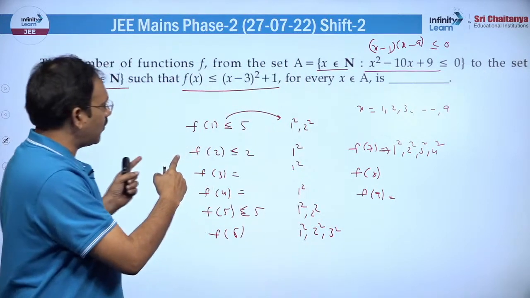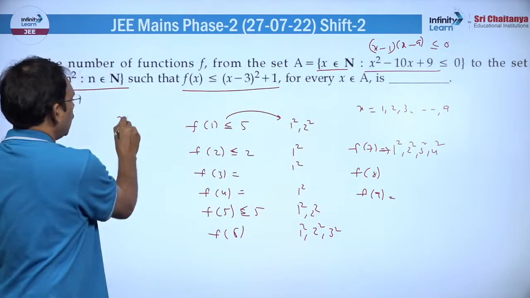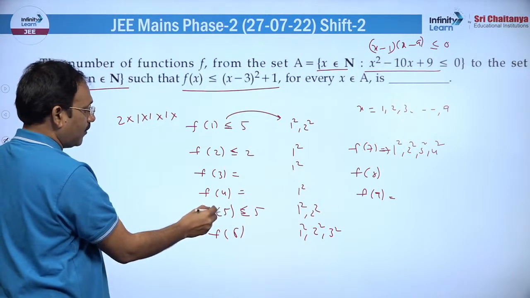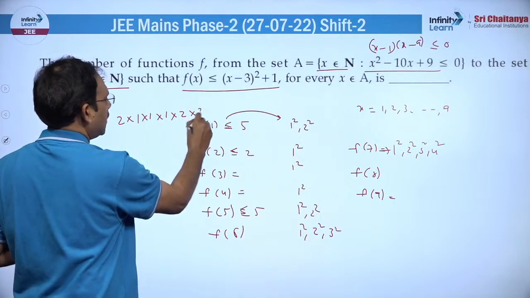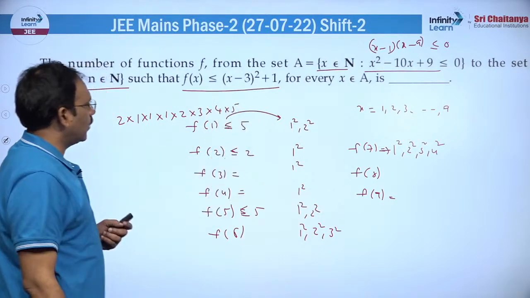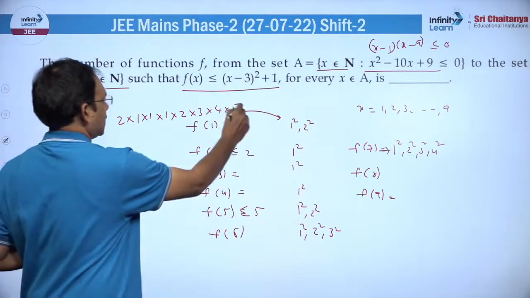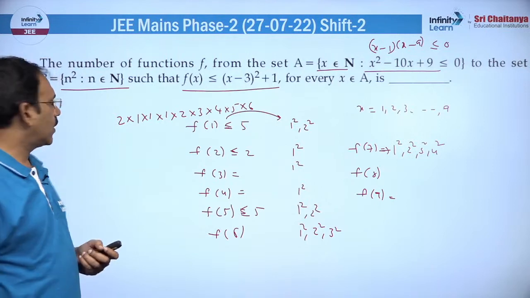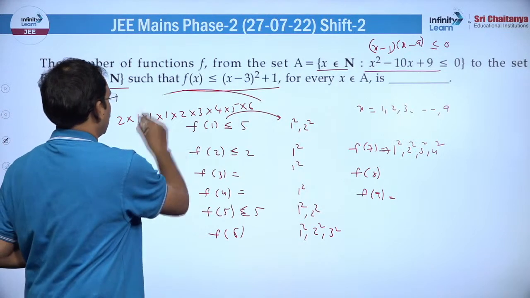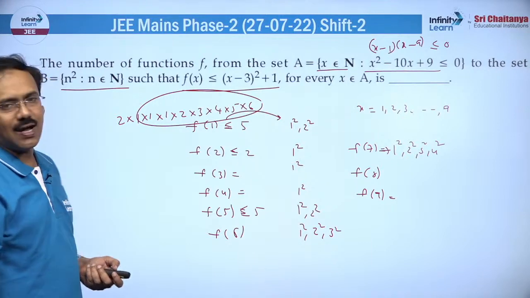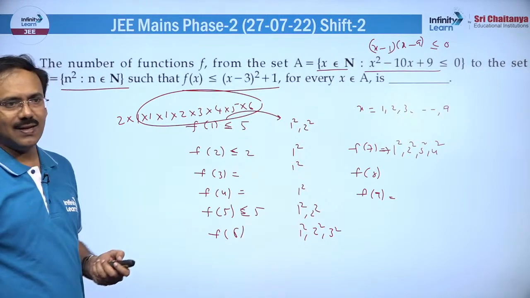So, 1 can be mapped in 2 ways, 2 can be mapped in 1 way, 3 1 way, 4 1 way, and from 5, 2 ways, 3 ways, 6, 4, 5. You are going to get, my dear friends, even 6. So, finally, you are going to get 2 into 6 factorial. So, 720 into 2, 1440 is the answer. So, you need to count mechanically.